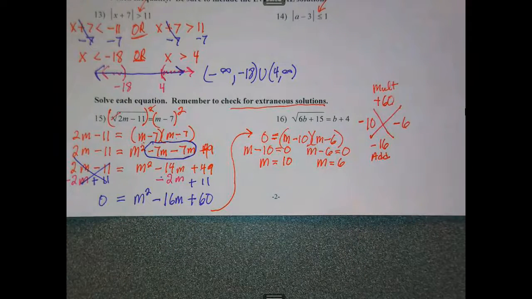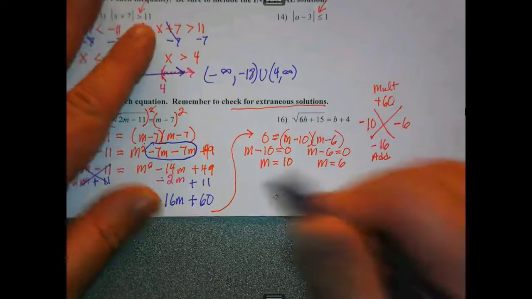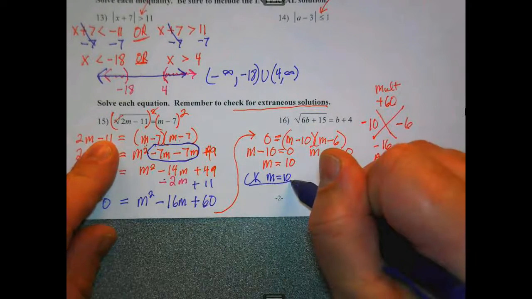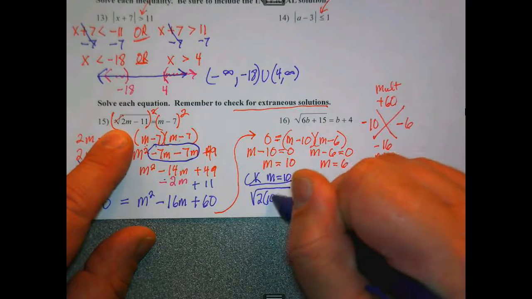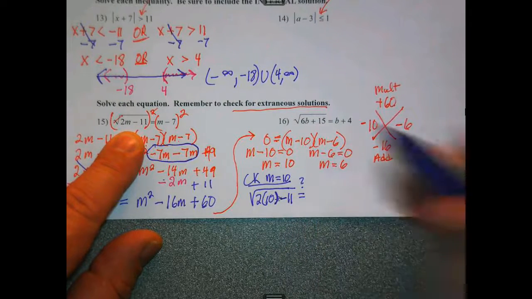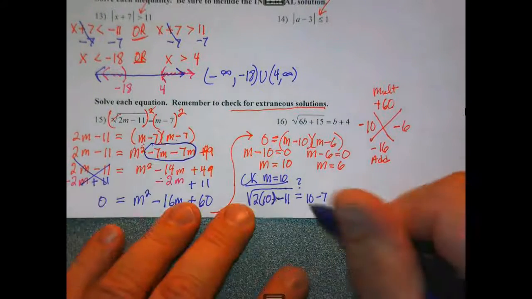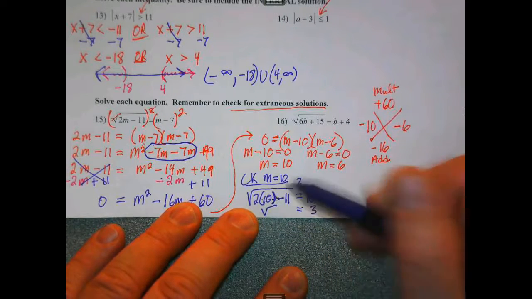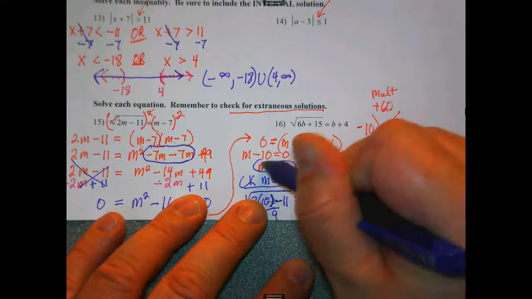And just when you thought you were done, you must check, especially when you end up with a quadratic. So I'm going to check m equal 10. Does the square root of 2 times 10 minus 11 equal 10 minus 7? That's 3. Square root of 2 times 10 is 20, minus 11 is 9, and sure enough, m equal 10 checks.